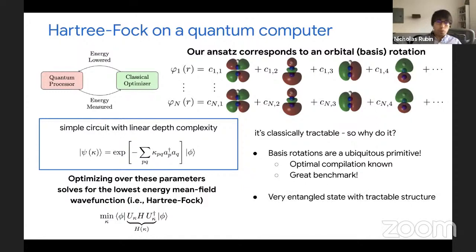The other thing that is important to say about fermionic mean field states is that they are entangled from the qubit perspective. And so from the perspective of your device, you are still preparing a very entangled state, which is an important benchmark.